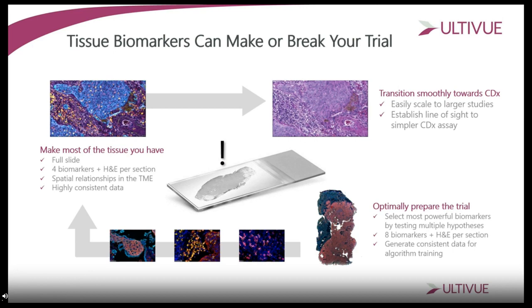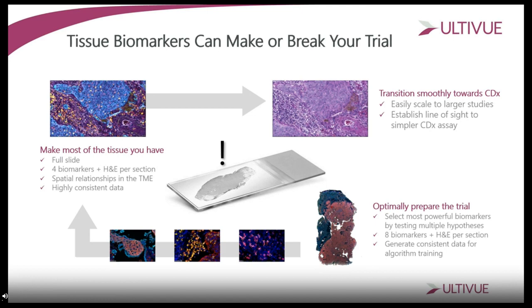So when working with patient material, you want to make the most of the tissue you have. Therefore, you want to have the full slide analyzed. You want to be able to look at the spatial relationships in the tumor microenvironment. You want to generate highly consistent data. And ideally, you want to combine your biomarkers of choice with H&E on the same slide. And H&E on the same slide is extremely powerful when trying to scale to larger studies, but also when you want to simplify the assay based on promising indications that the drug works.